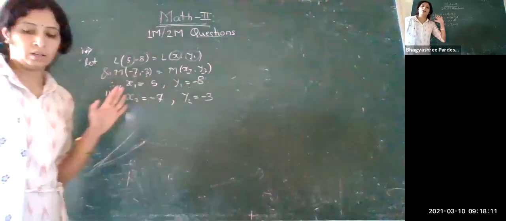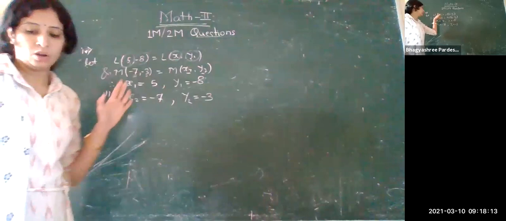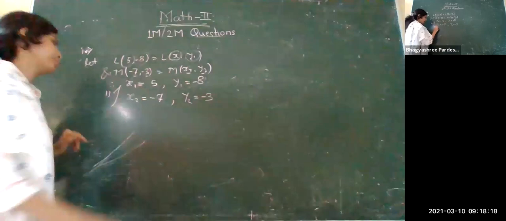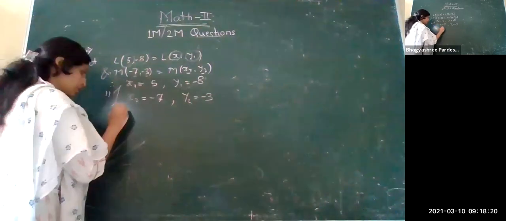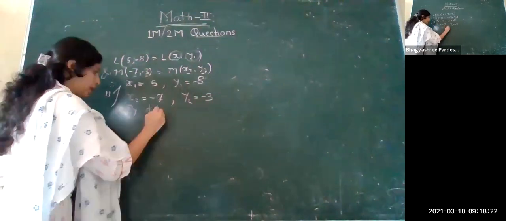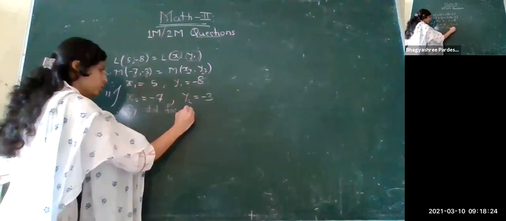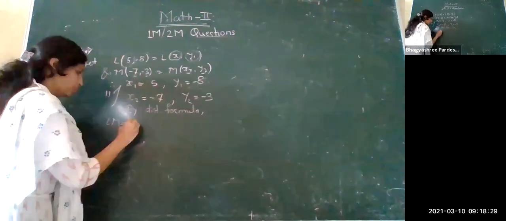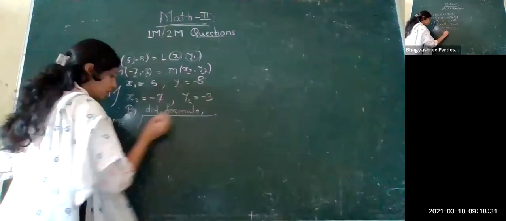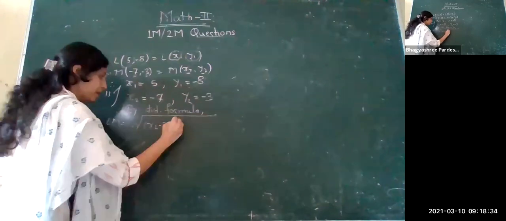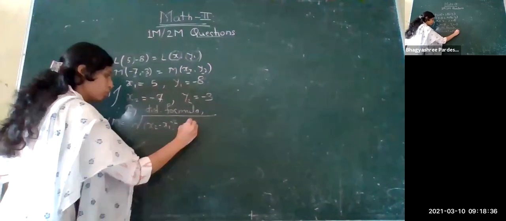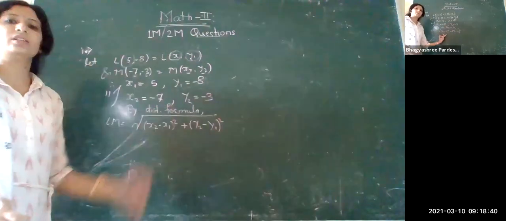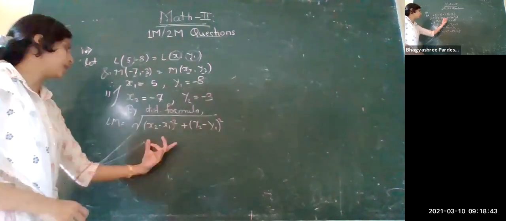What was our question? We have to find the distance between these 2 points, the distance between L and N. Since distance was asked, we are using the distance formula. And our distance formula is LN is equal to under root of... In this lesson, the formulas are very, very important, so please learn the formulas very well. Okay, so this is your distance formula. Simply substitute the values in this formula. Which values? These 4 values.